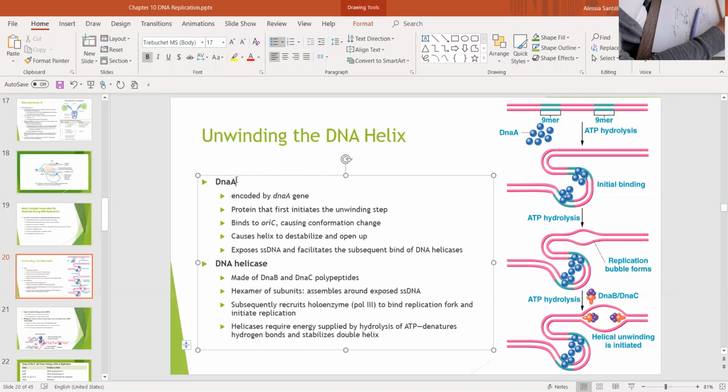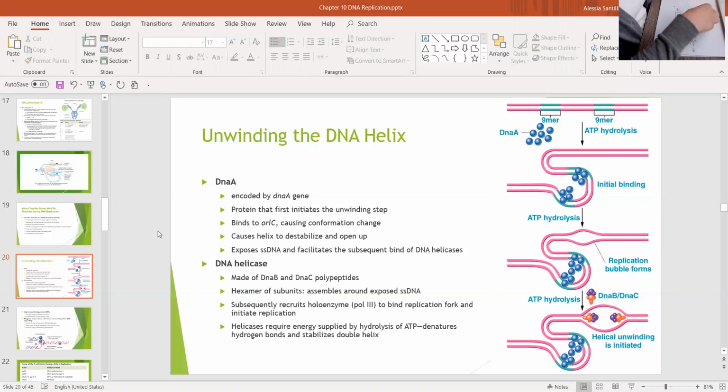There's a couple of enzymes that are part of the DNA helicases. This includes DnaA, DnaB, and DnaC. There's all sorts of different kinds of proteins, at least found in bacteria, that are part of the DNA helicases. In eukaryotes as well, we simply have helicase enzymes that unwind our DNA.